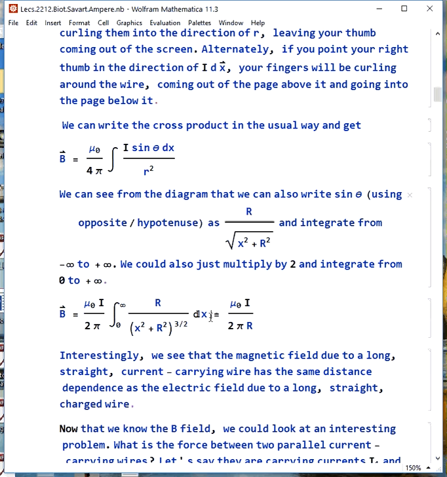We integrate with respect to x. This is not the easiest integral in the world, but it's also not the hardest. The answer that you get is mu naught I over 2 pi r. What we notice that's interesting here is the magnetic field due to a long straight current has the same distance dependence, 1 over r, that we got for the electric field due to a long straight charged wire.